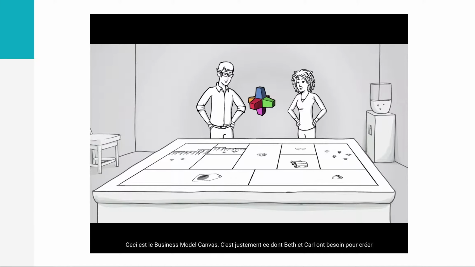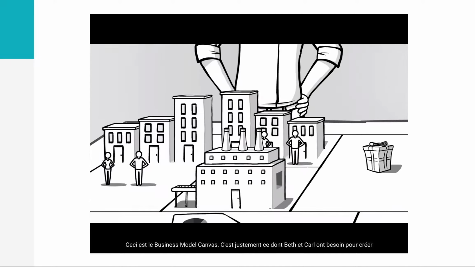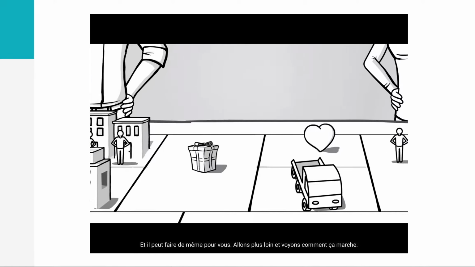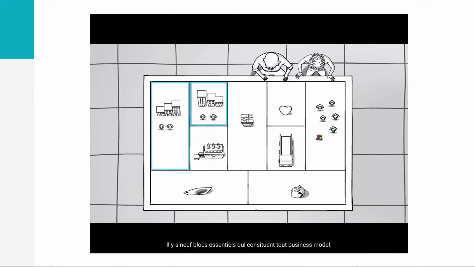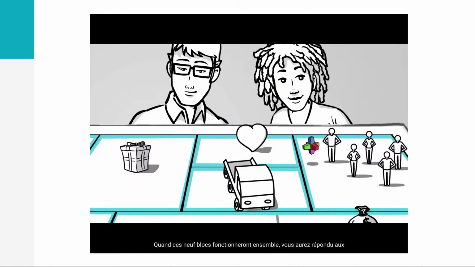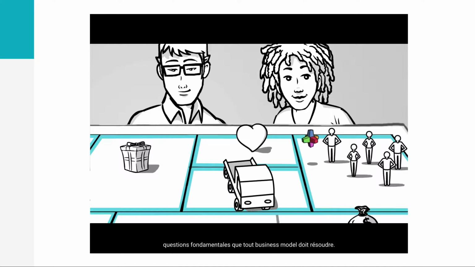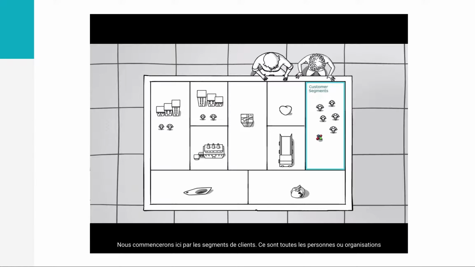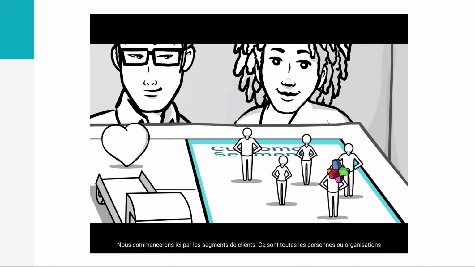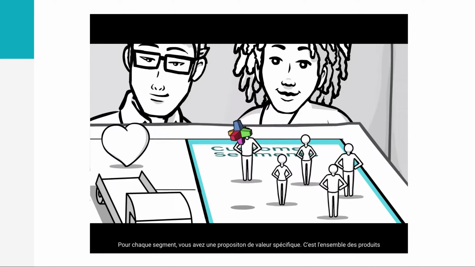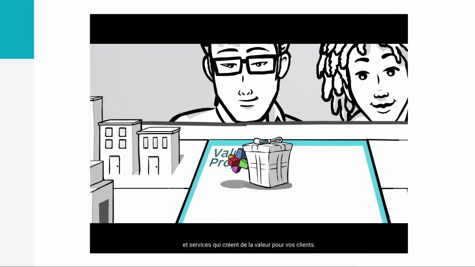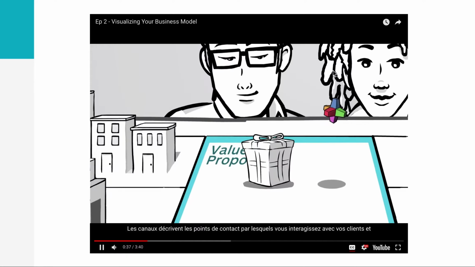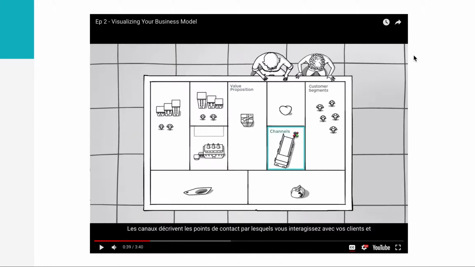This is the business model canvas. It's just what Beth and Carl will need to craft a powerful business model, and it can do the same for you. Let's dive in and see how it works. There are 9 essential building blocks that make up any business model. When you get all 9 blocks working together, you'll have answered the fundamental questions any business model must solve. We'll start here with customer segments. These are all the people or organizations for which you're creating value. For each segment, you have a specific value proposition. These are the bundles of products and services that create value for your customers. Channels describe through which.